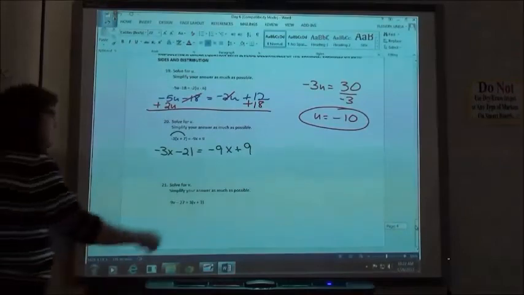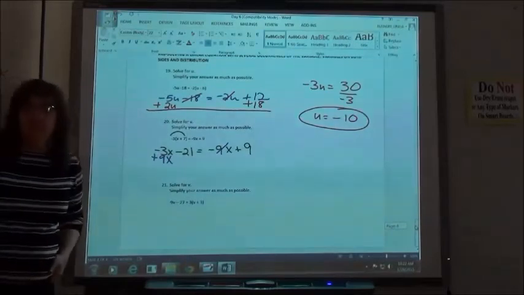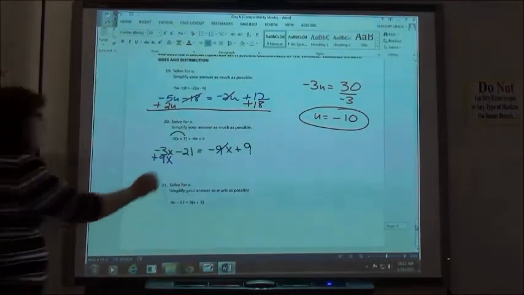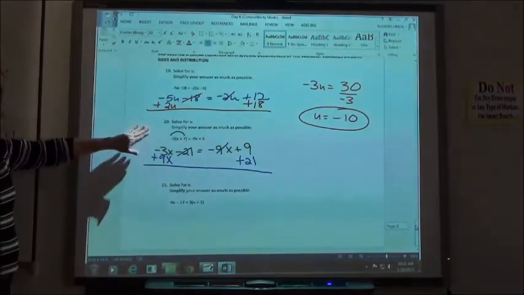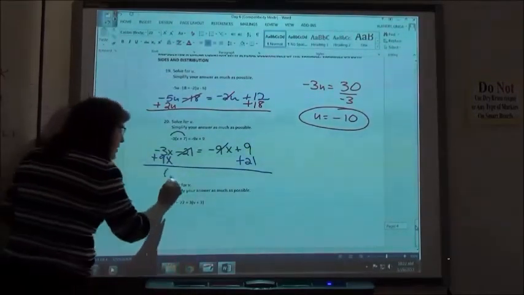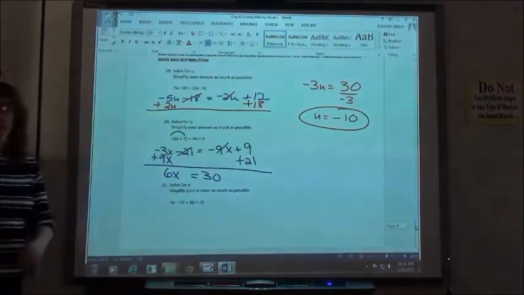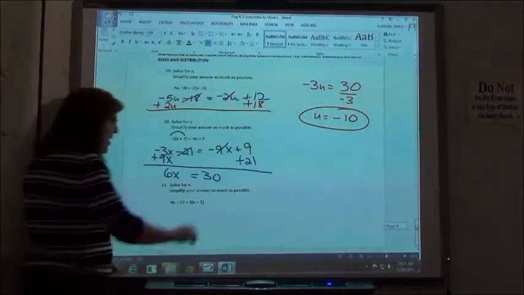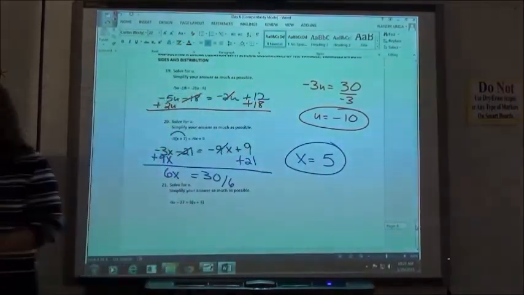Add the 9x to move that over here, and I want to move my number over, I'm going to add the 21. So minus 21, we're going to make it a plus 21 when we move it to the opposite side. So negative 3 plus 9 would be 6x. 9 plus 21, 30. 6x equals 30. If I'm going to solve that for x, I have to divide by 6. x is going to equal 5. 30 divided by 6.